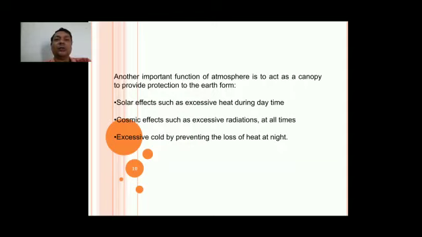Excessive cold is prevented by preventing the loss of heat at night. If this atmosphere is not available, then most of the heat which enters the earth will go back out, and our earth will be colder as compared to nowadays. So heat is necessary for the survival of living organisms. So this atmosphere prevents us from the excessive cold.